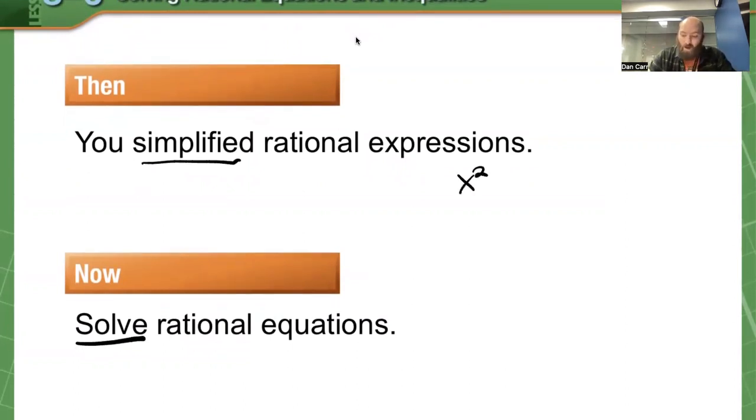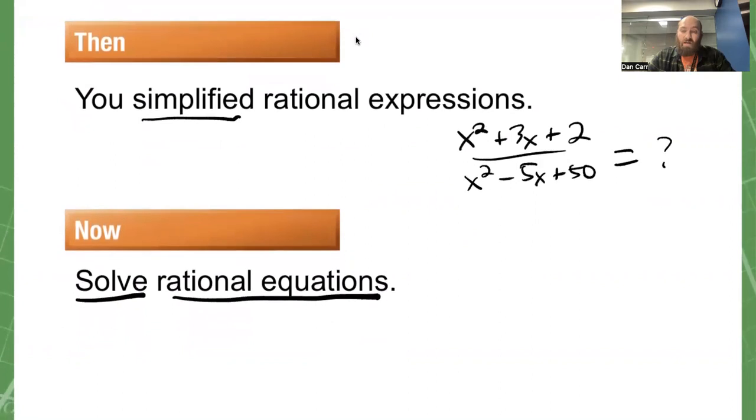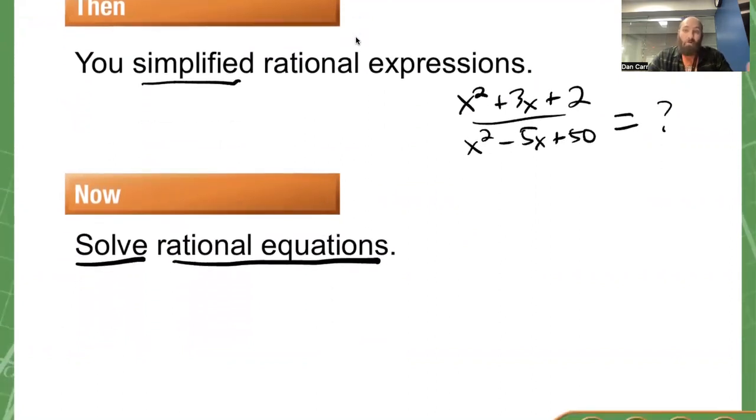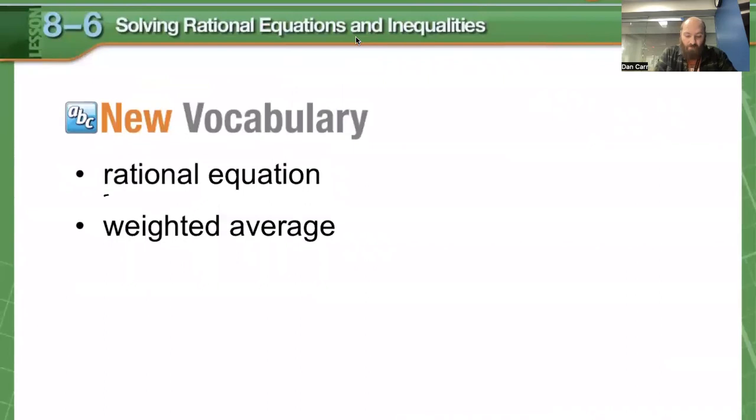So for example, x squared plus 3x plus 2 over x squared minus 5x plus 50. That is a rational expression. To make it a rational equation, it's got to equal something. So that's what we're focusing on here. What happens when it equals something? Well, the difference between expressions and equations is we can solve for whatever that x value is. So in this case, that's what we're looking at for this part.